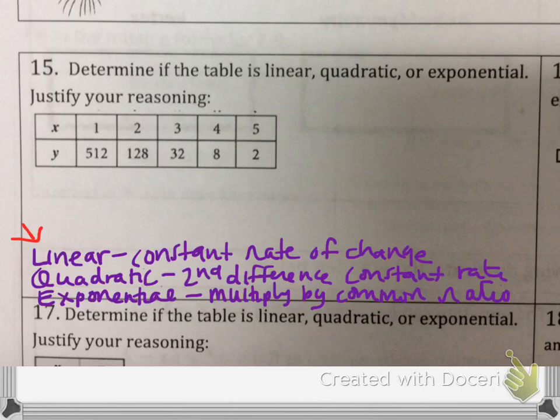Quadratics, if you find the first difference, there would be no pattern, but if you look at the second difference in the y's, there would be a constant rate. Either you're adding the same number or subtracting. And then exponentials, you're going to be multiplying by the same common factor, common ratio.